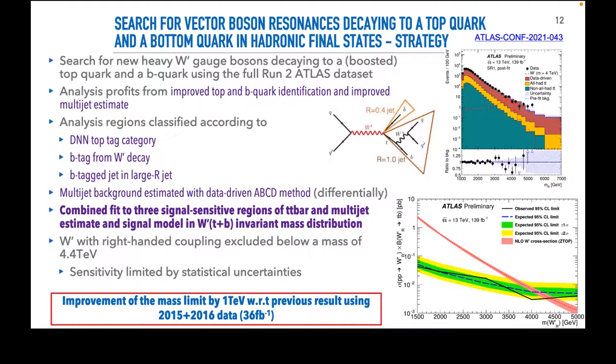Again, they define a grid of signal and control regions using the DNN top tag category, the b quark from the W decay, and the b-tagged jet in the large jet. And they use an ABCD method to estimate the background.